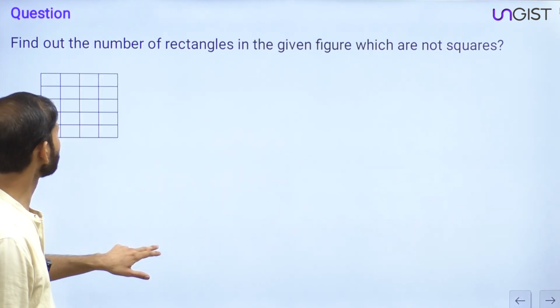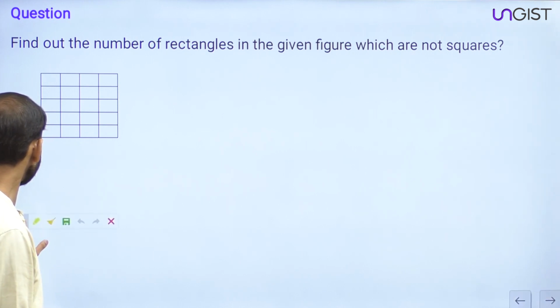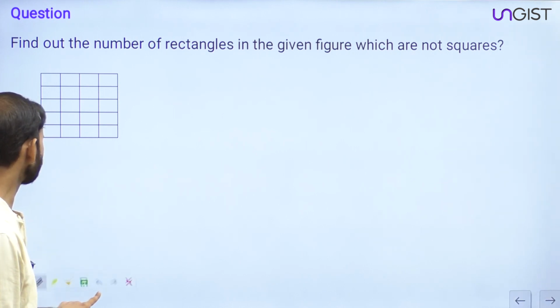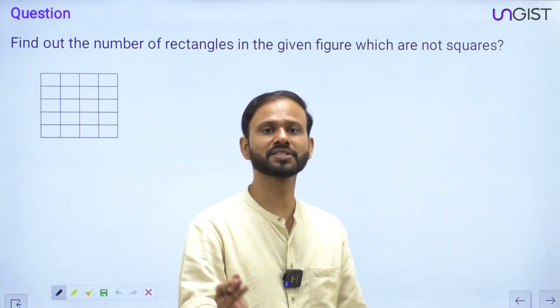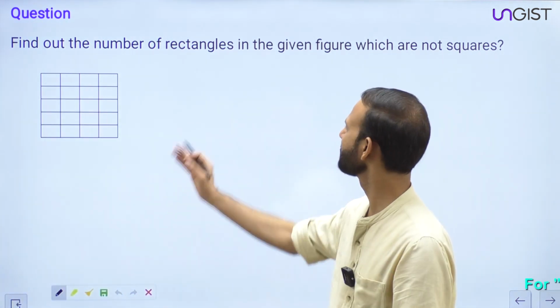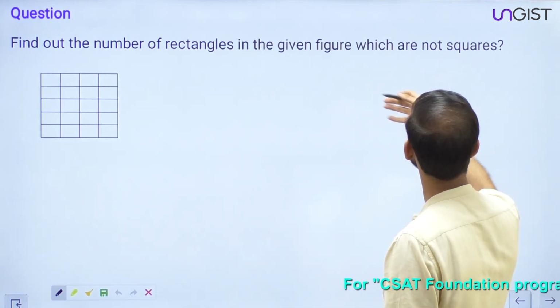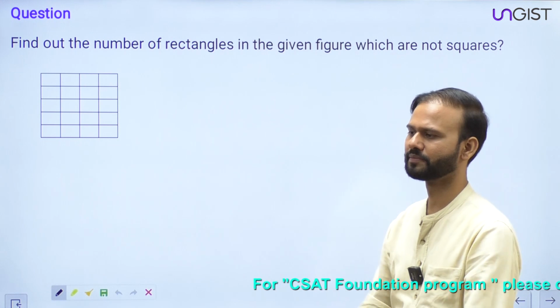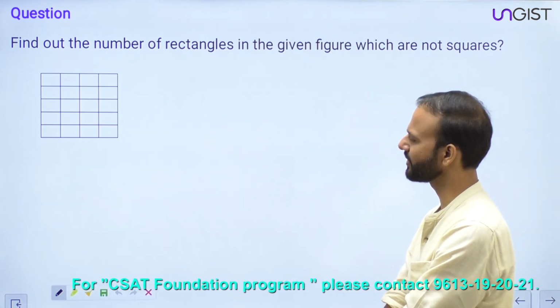The next question I think is the same as the previous one. This question is saying: find out the number of rectangles in the given figure which are not square. The question came like this. Can you tell me the answer? Please try to solve it.